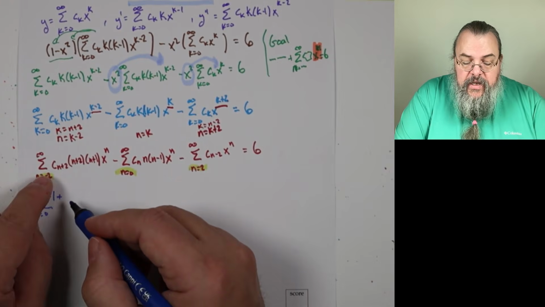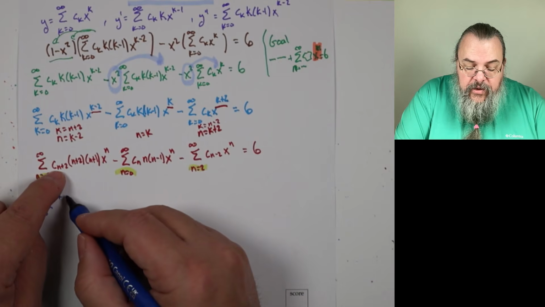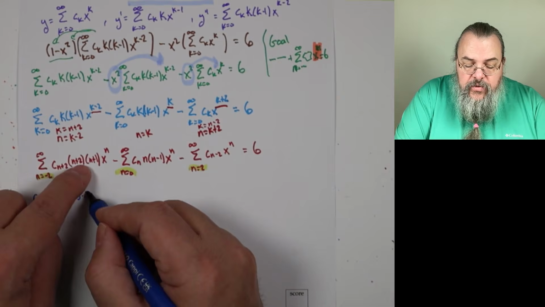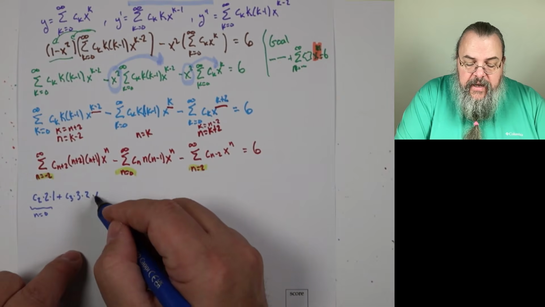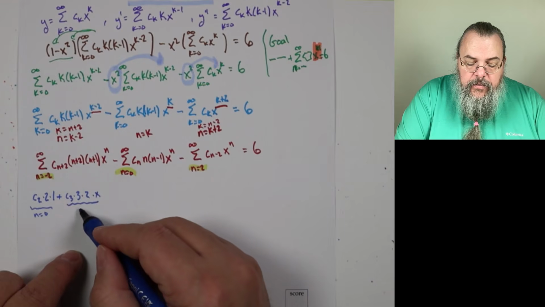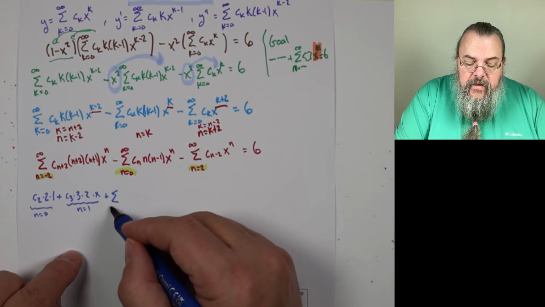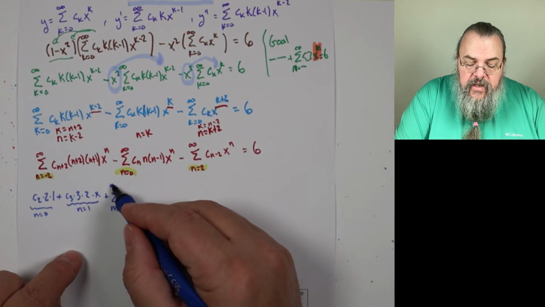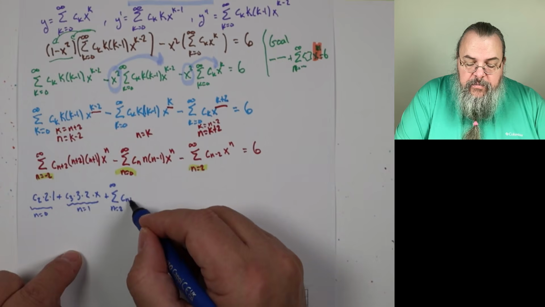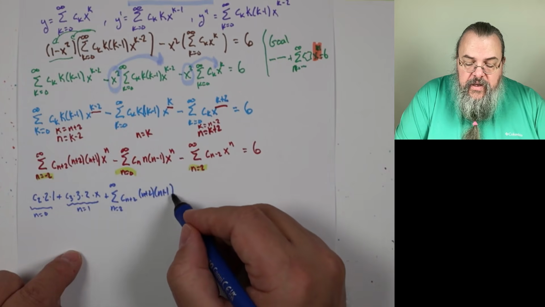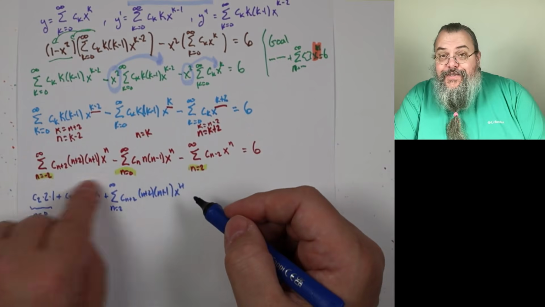Plus, plug in n equals 1. You get C3 times 3 times 2 times x. This is the n equals 1 term. Plus, then, the sum from n equals 2 to infinity of C(n+2) times (n+2) times (n+1) x to the n. That's just the first part.